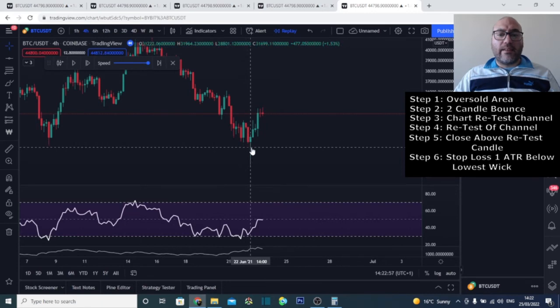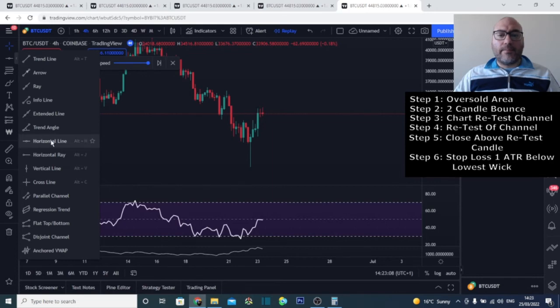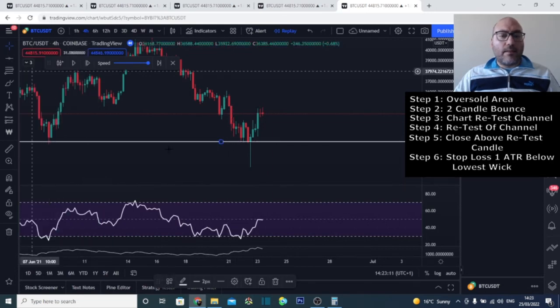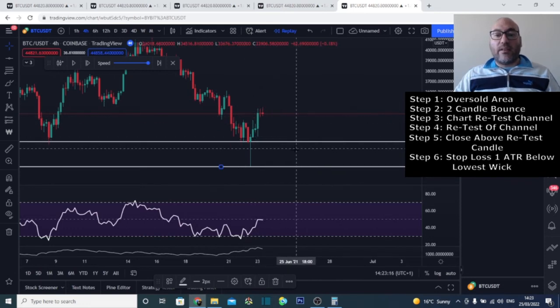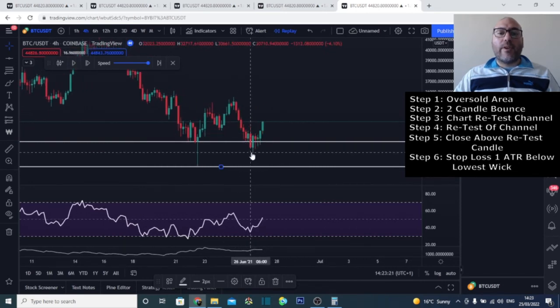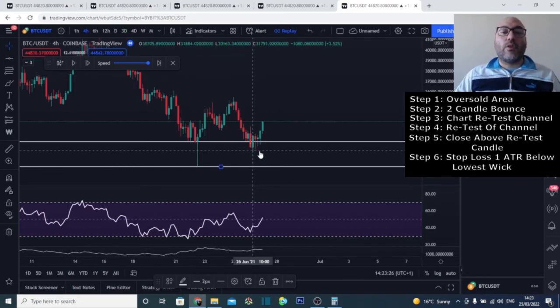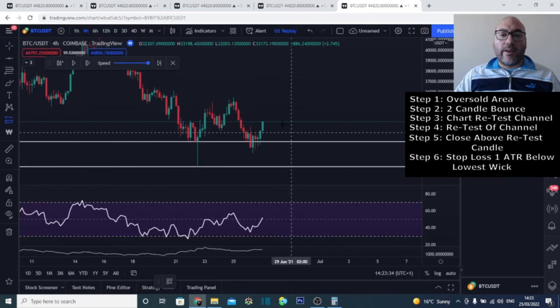So we got another bounce from the oversold territory with 2 or more candles. So we're gonna chart the line again, and we're gonna wait for a retest of this channel but not closing below it. So our retest happened here, so this is our retest candle, and we're gonna wait for a close above it. That happened here, so this is our long entry candle.